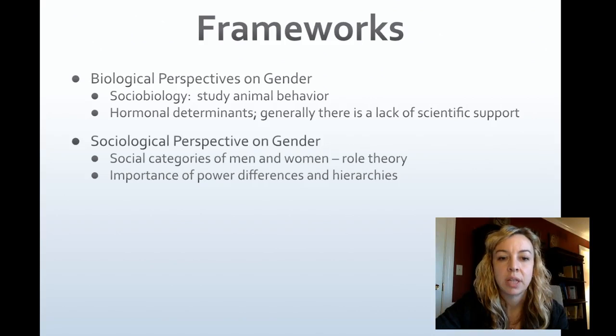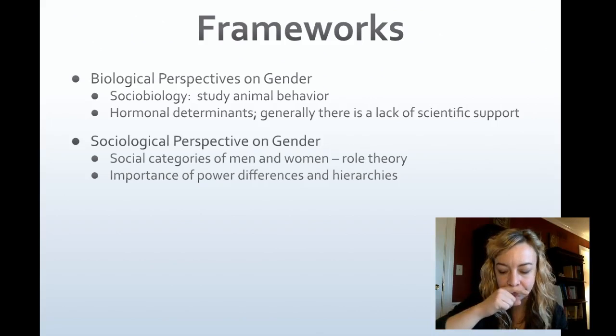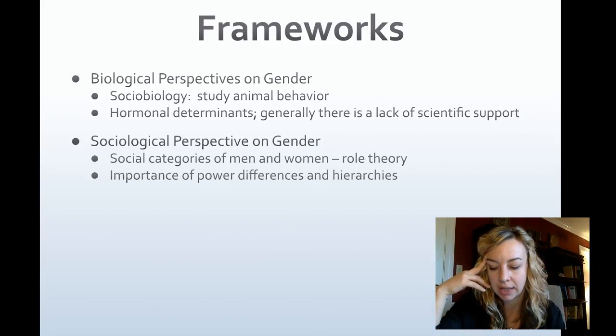There's, of course, a sociological perspective, and within a sociological perspective, we can look at social differences and categories and think about different roles and power hierarchies and those kinds of things. And we'll definitely be taking a look at that today, and talking about that within class also.